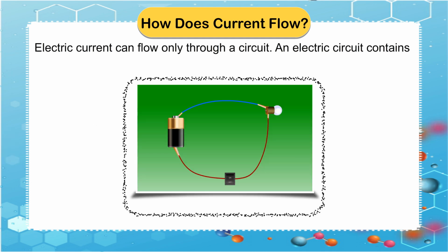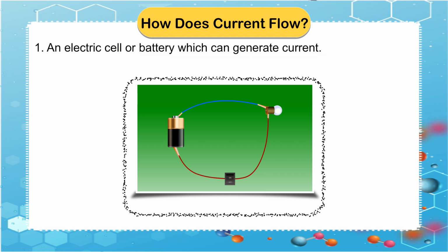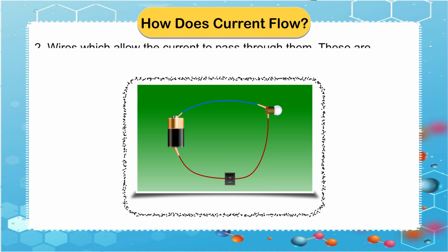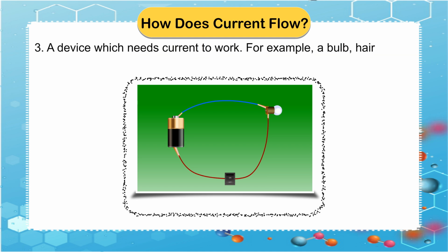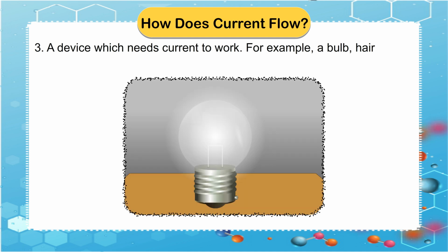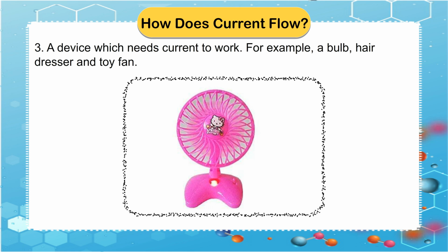How does current flow? Electric current can flow only through a circuit. An electric circuit contains the following. 1. An electric cell or battery which can generate current. 2. Wires which allow the current to pass through them. These are generally made of copper or aluminium. 3. A device which needs current to work. For example, a bulb, hairdryer and toy fan.